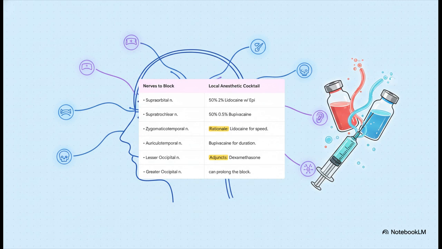The classic trick is to use a cocktail of local anesthetics. You mix something fast-acting, like lidocaine, with something long-lasting, like bupivacaine. You get the best of both worlds. Adding epinephrine is also standard practice. It reduces systemic absorption and makes the block last even longer. And some folks will even add adjuncts, like dexamethasone, to really extend that duration. You want this block to be working perfectly for hours.